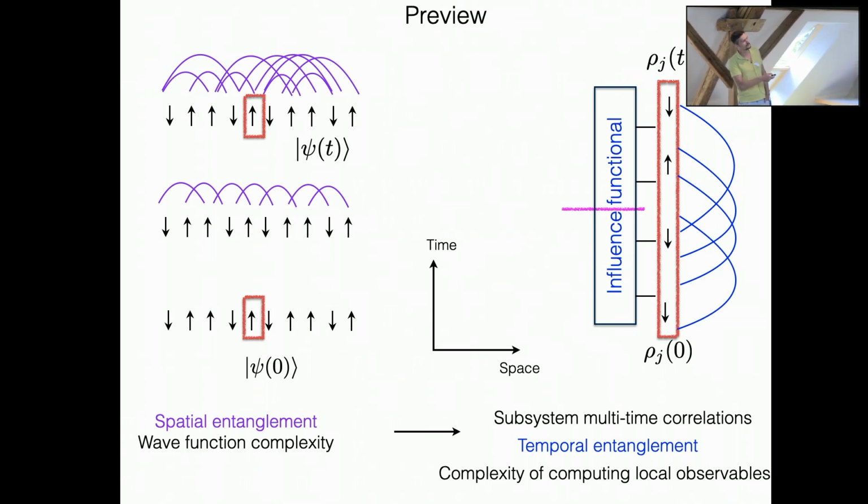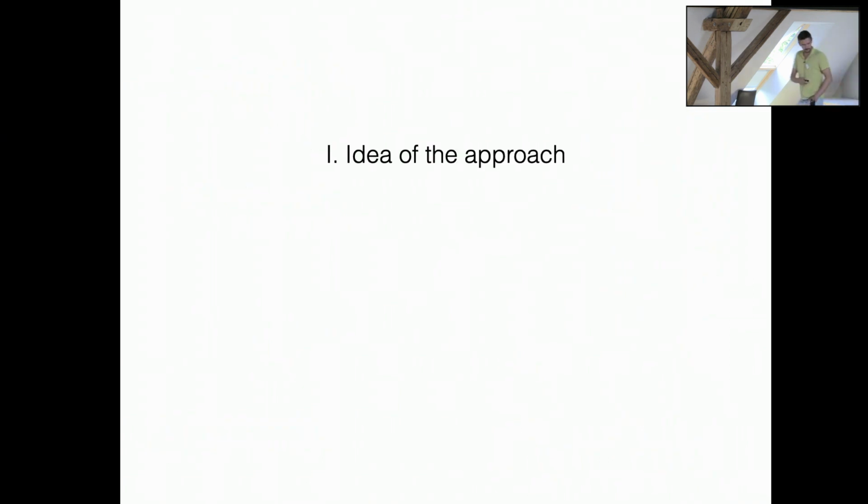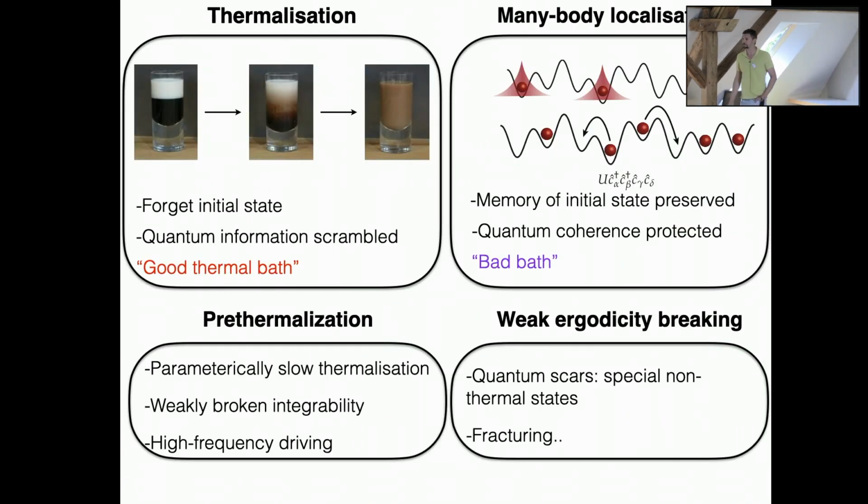You can do it by this influence functional, which I will define in a second. And instead of thinking about the complexity of the many-body wave function, I'll be thinking about how difficult it is to encode and describe this influence functional. This brings us to the notion of temporal entanglement. The key idea I'll try to convey is that this object can be more compact and easier to describe compared to the full many-body wave function. So it somehow encodes the complexity of computing local observables. First, let me start with the basic idea of the approach.